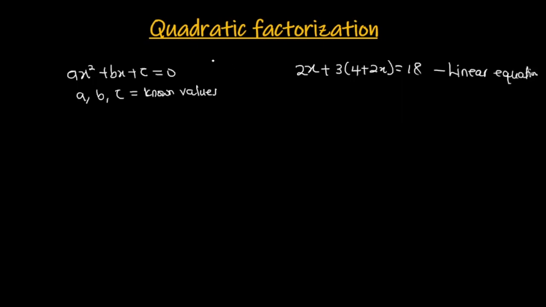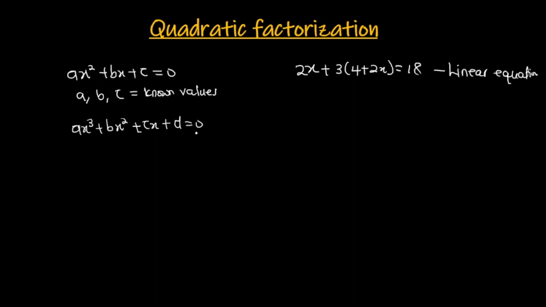But for a quadratic equation, it always has the x component, the variable, raised to a power more than 1. So we can have x in this instance raised to the power 2, or we can have, let's say, ax cubed plus bx squared plus cx plus d is equal to 0. This is also a quadratic equation.